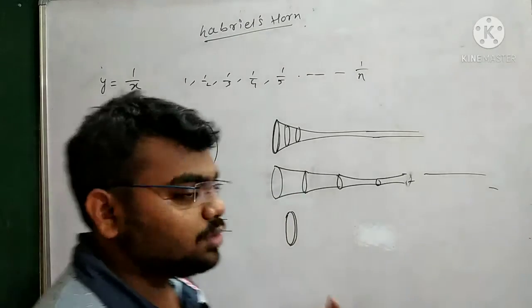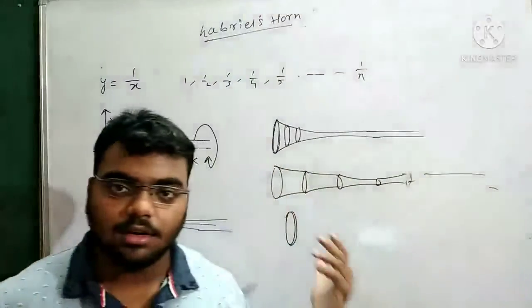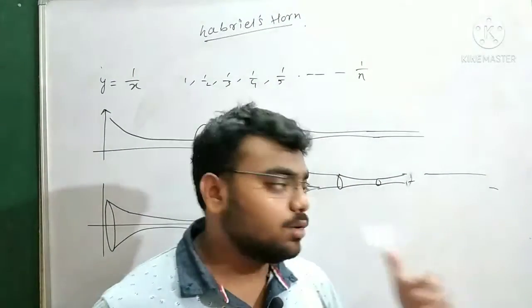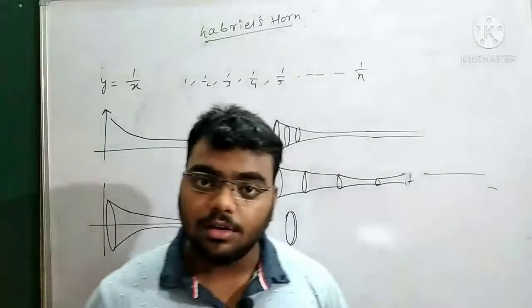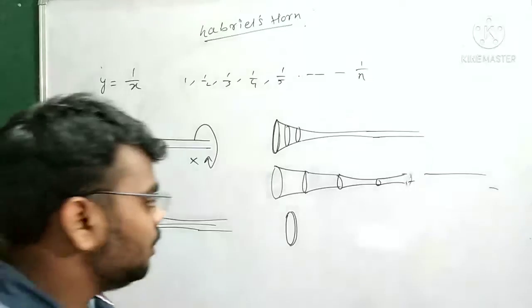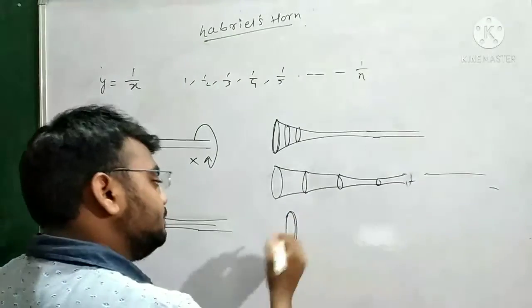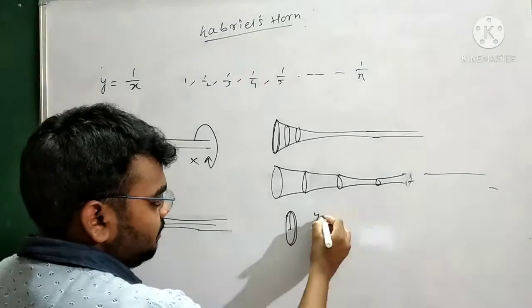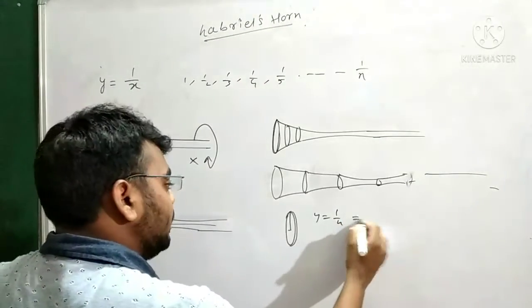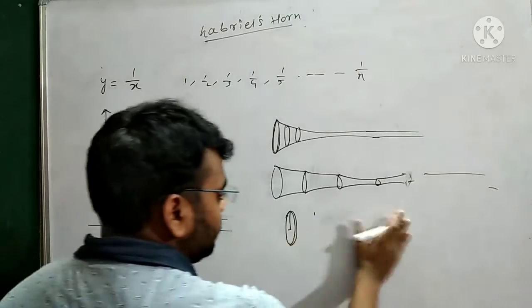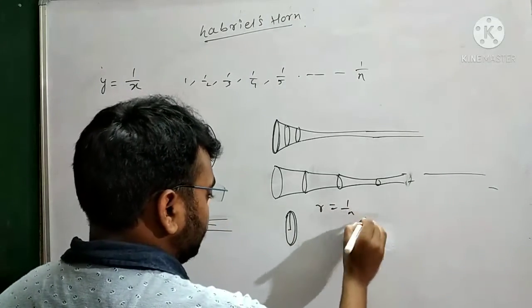This is also known as the disc method. To prove the volume, we will go through the disc method for finding the volume. Now the radius of this function, y equals 1 upon x, will be equal to 1 upon x.